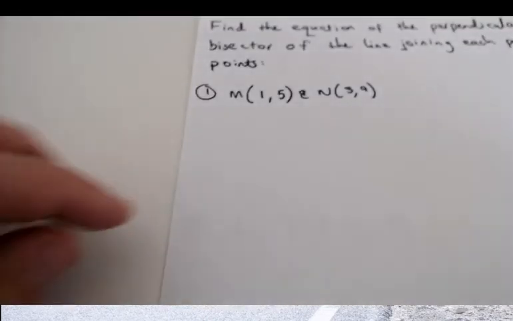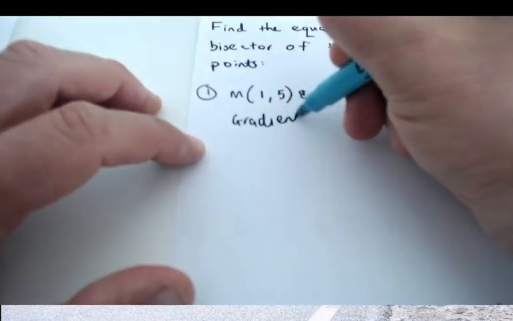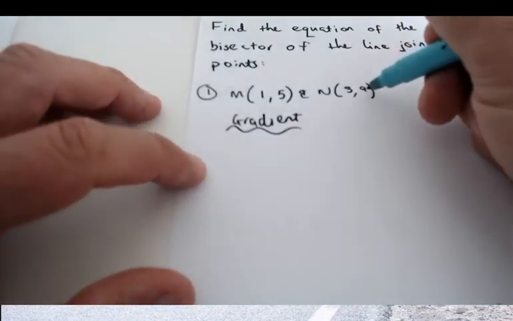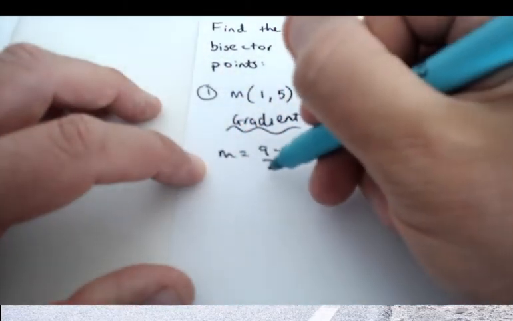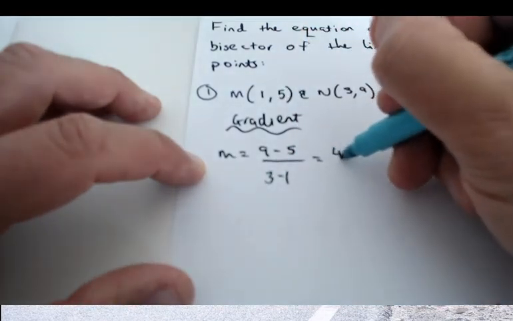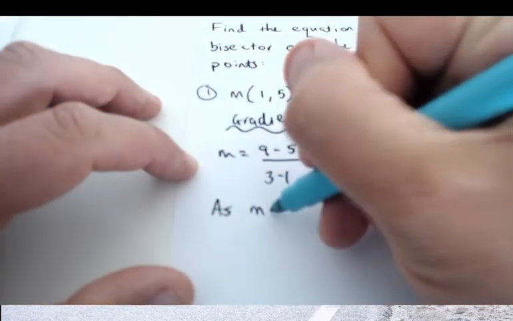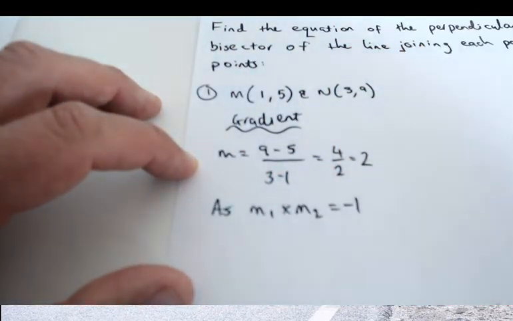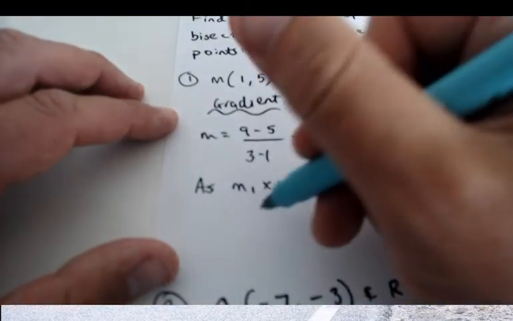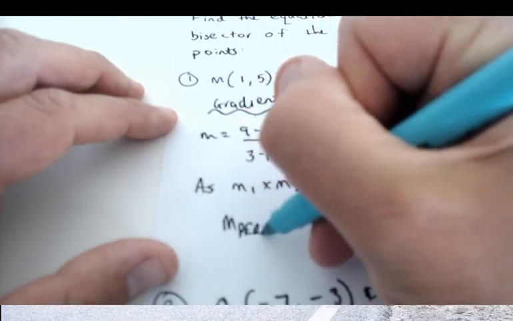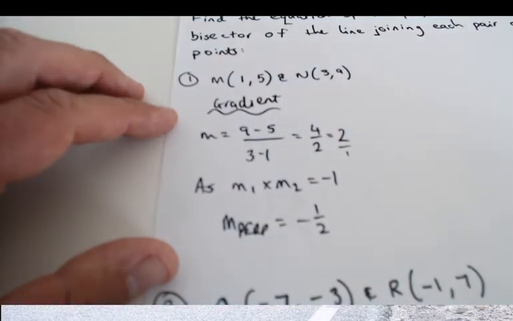Okay, solutions. So I want the gradient. I need to do 9 take away 5 over 3 take away 1, which is going to give me 4 over 2, and 4 over 2 is 2. I then want the perpendicular gradient, so I write my little statement down, and then I've got to turn 2 upside down and change the symbol. So remember, it's really 2 over 1. So my perpendicular gradient, if I turn it upside down, is going to give me a half. It was positive up there, so it's negative in here.